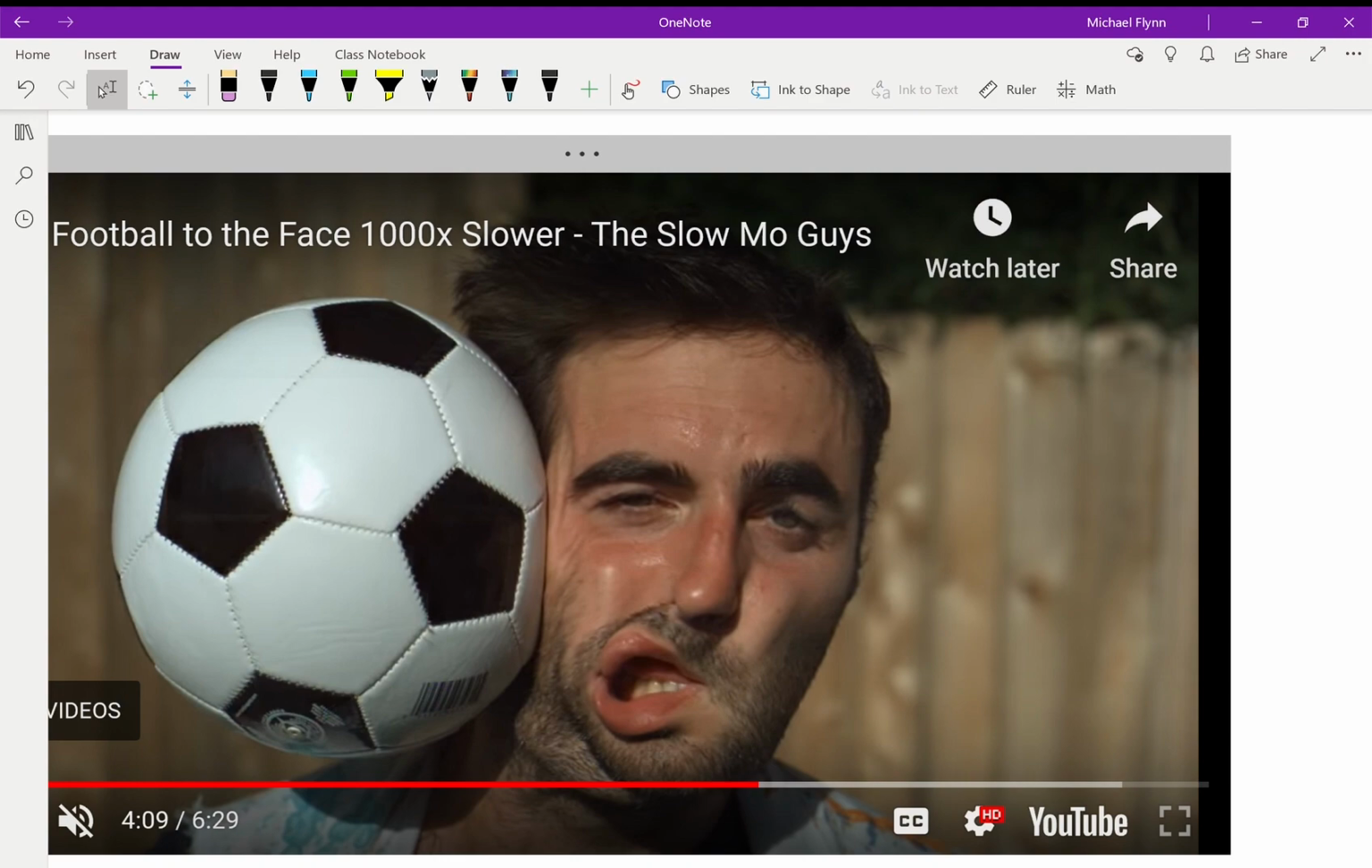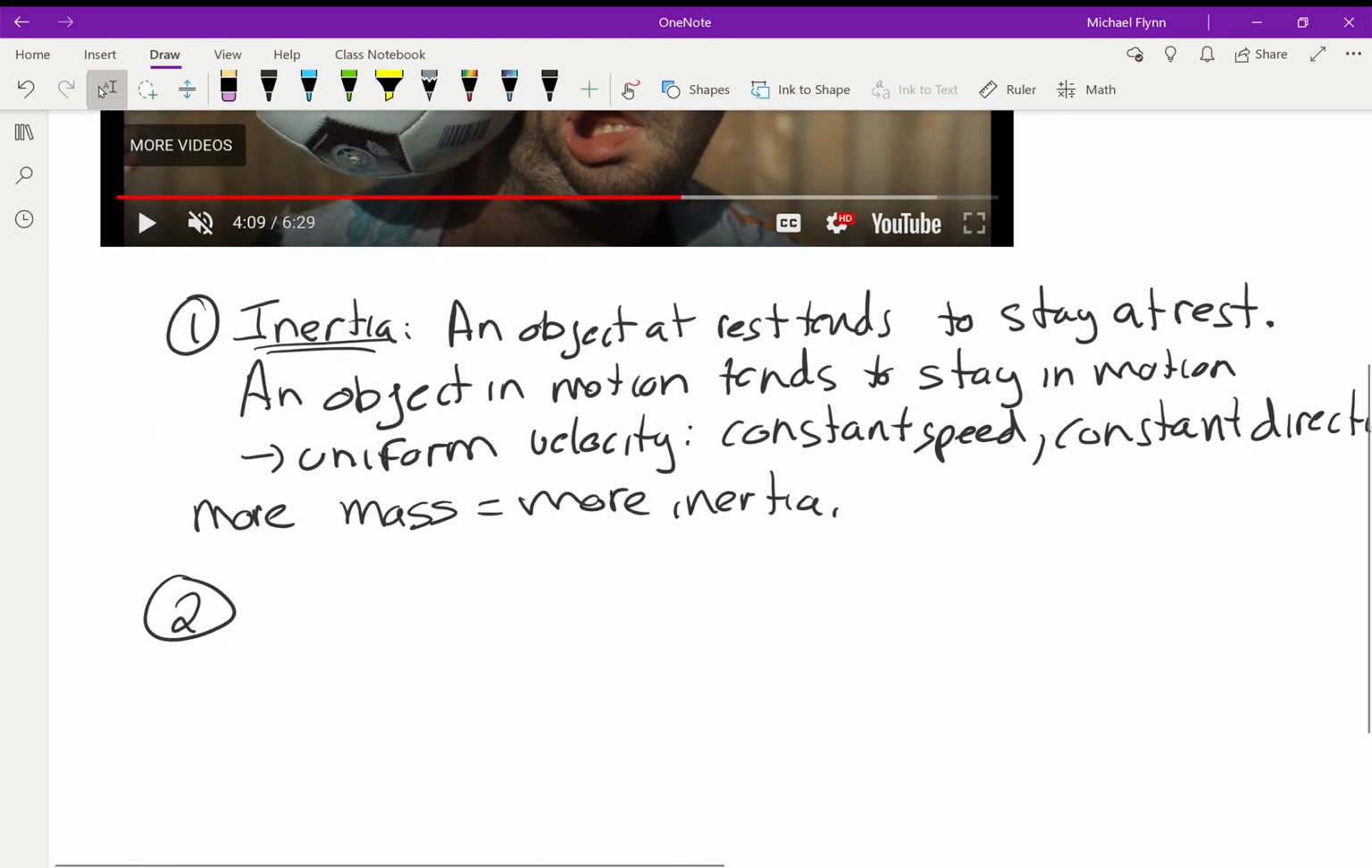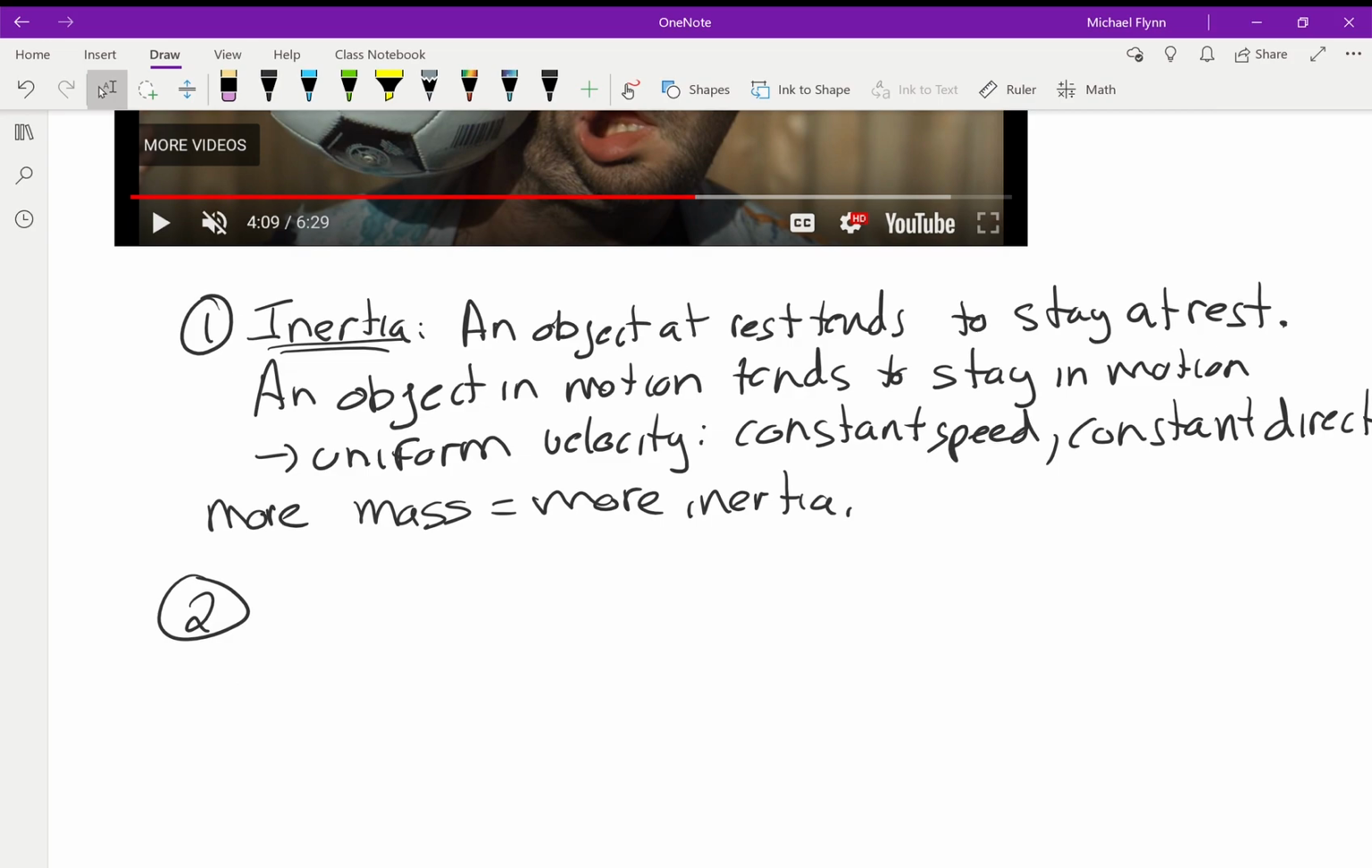However, the ball pushed his head pretty hard to the right. And when objects experience a force, like an unbalanced force, they will accelerate in the direction of the unbalanced force. And that's kind of logical too. And so that's Newton's second law. Let me get to that here. Really it's just an equation, but I'll write it down.